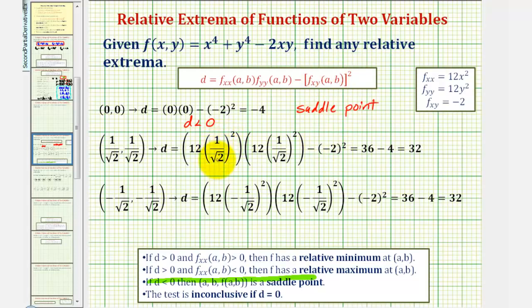Well, 1 divided by square root 2 squared would be 1/2. So this is 12 times 1/2, or 6. And this is also 6, so we have 6 times 6 minus 4, which is equal to 32. So in this case, d is positive, or greater than 0. The second order partial with respect to x was also positive. This was positive 6. So looking at our notes, notice how that means we have a relative minimum at this critical point.